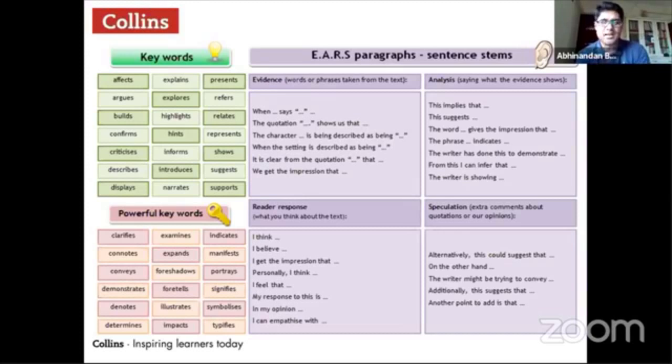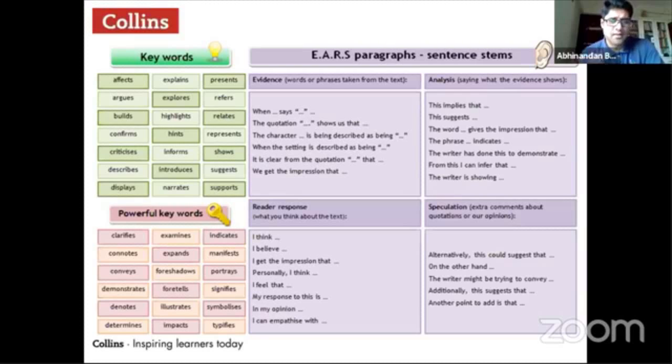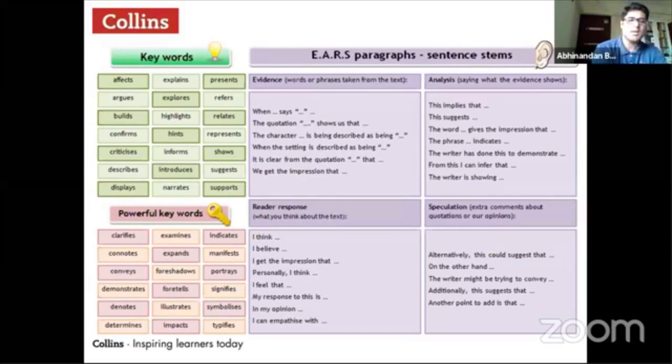Then we talk about the analysis. Now, you can use a lot of sentence openings and sentence starters with respect to this particular slide. It's a ready reference resource for you. This implies that, this suggests that the writer has done this to demonstrate. From this, I can infer that the writer is showing this. This phrase so and so indicates, the word, then inverted quotes, put up the word, gives the impression that. So this is really helpful. You can use words like this: highlights, relates, hints, introduces, and if you want to use some powerful keywords, this phrase foretells, this phrase foreshadows or manifests.